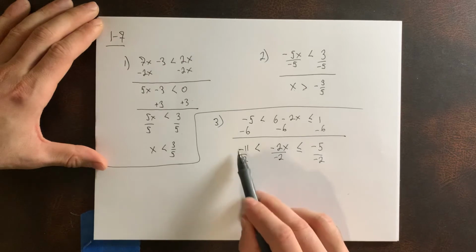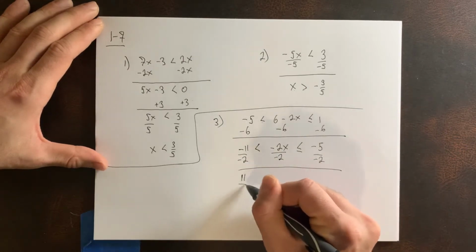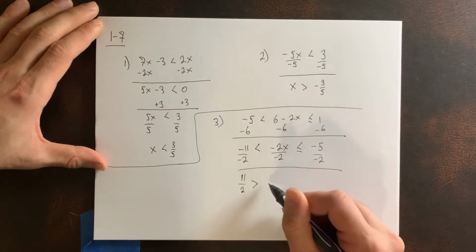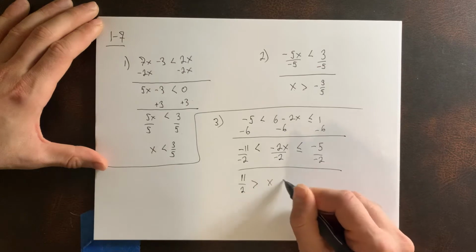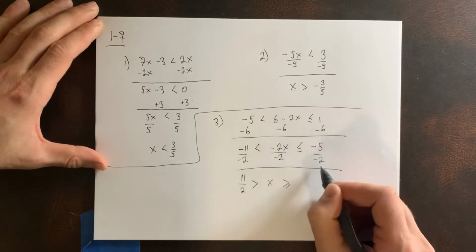So here, these minuses cancel. We just have 11 over 2. This sign turns around. These 2's cancel, so we just have our x. This sign turns around, because again, we're dividing by the negative. These minuses cancel, and we just have 5 over 2.